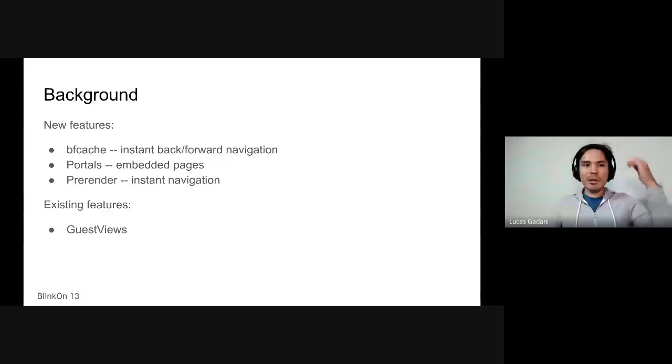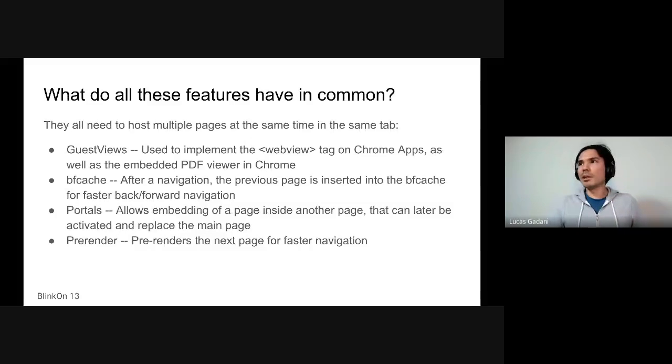To give a little bit of background on why we started thinking about this multi-page architecture: the Chrome team recently started working on several new features that share a common goal. The features are bfcache, portals, and prerendering. And before we also had guest views. When we started seeing all these new features going each in different directions, we got together and thought, is there any way we can have a common architecture such that we minimize technical debt, the maintenance burden, and so on?